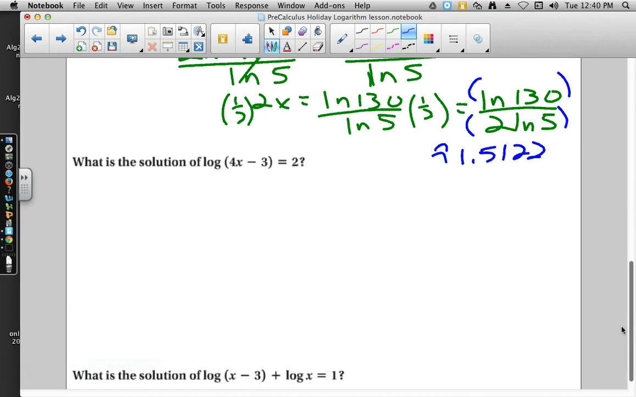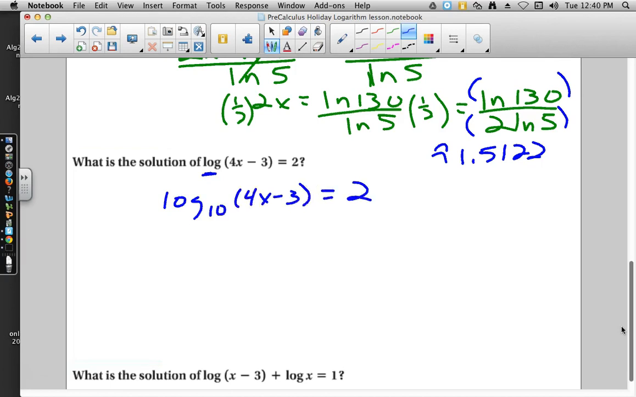All right, so we're solving. We're using natural logarithms, and we are solving. And then we get to this one, which is what is the solution of log quantity 4x minus 3 equals 2, and our hidden message letter is E. E as in everywhere, E. And it already has a logarithm in it. It has log. Well, what you have to remember is that's log base 10.